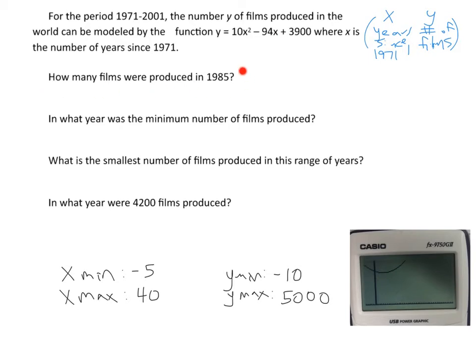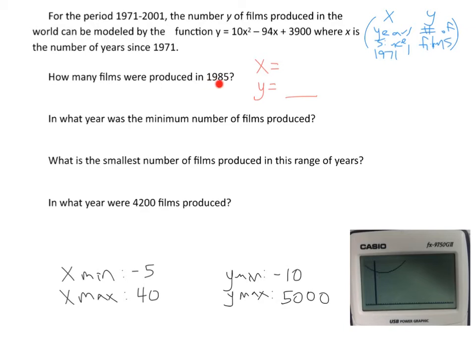How many films were produced in 1985? All right, well, let's think about whether we know x or y. We're trying to find out how many films were produced. So that's number of films, that's y. So this is what we're trying to find. This right here for x is going to be the number of years. Now watch out, don't put 1985 here. Again, x is the number of years since 1971.